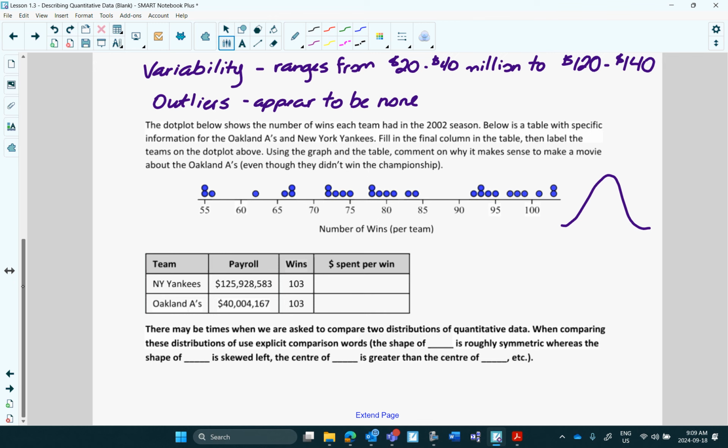Just, you would say, there appears to be an outlier. Let's say that we had one team at 200 million. You would say there appears to be an outlier at 200 to 220 million.